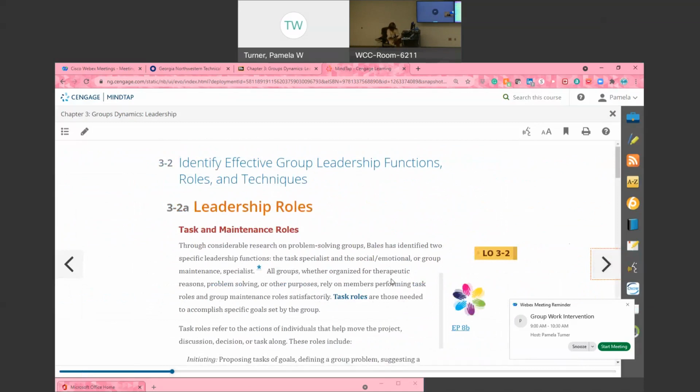Okay. Some of the leadership roles that you'll see in the group. All groups, whether organized for therapeutic reasons, problem solving, or other purposes, rely on members performing tasks, roles, and group maintenance. So when we're looking at the task roles or the group roles, these are spots or roles that people kind of take part of or become part of.